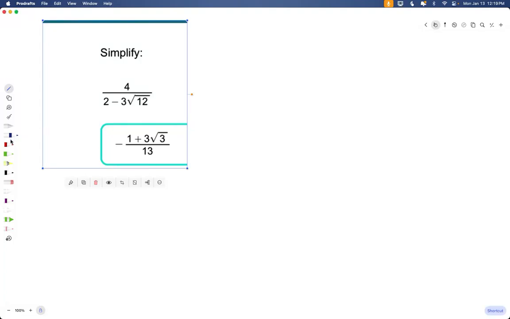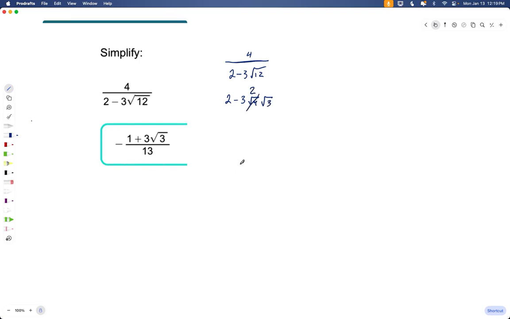All right, so let's look at these problems that were submitted. So we've got this 4 over 2 minus 3 times the square root of 12. So we're going to conjugate that. But first, before we conjugate it, we need to simplify it. So this becomes 2 minus 3, and then we've got square root of 4 times square root of 3. That becomes a 2. So what we actually have is 4 over 2 minus 6 times the square root of 3. That's going to make our life a little bit easier.